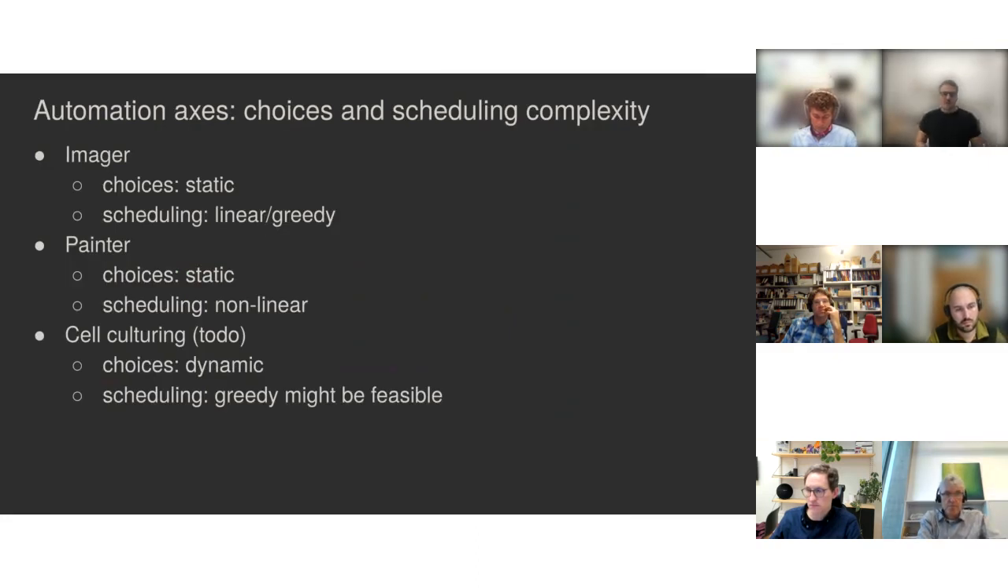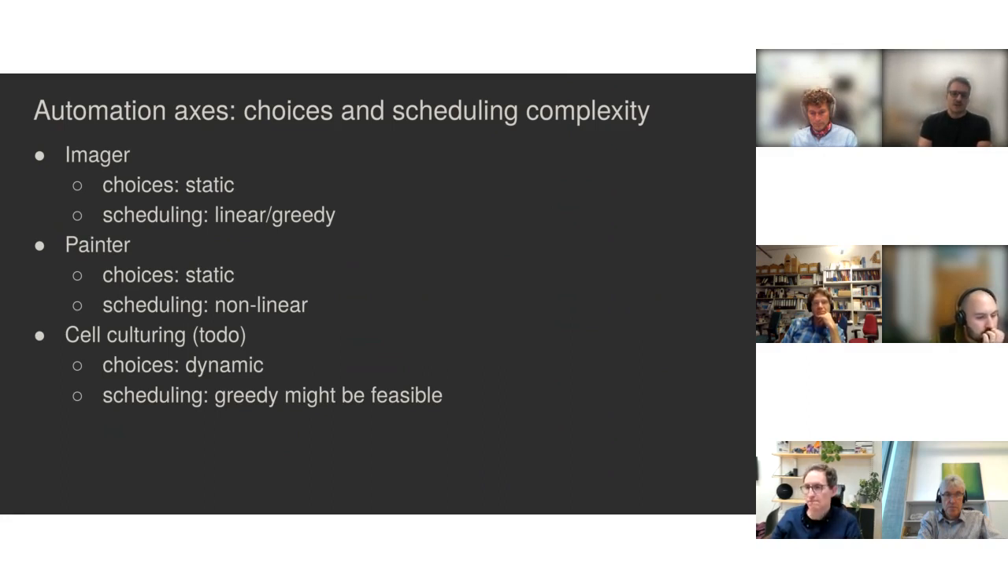And one thing I want to say here about these choices of automation. I just want to talk, at a slightly higher level, about what our problems are in terms of choices and how complex the scheduling is. So for the imager and for the painter, you can make all your choices statically, like you know exactly what you want the plates to be exposed to, or what you want them to do.